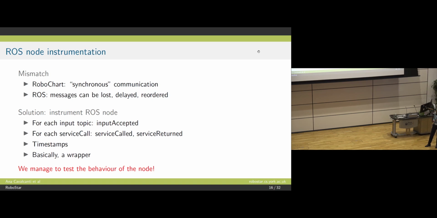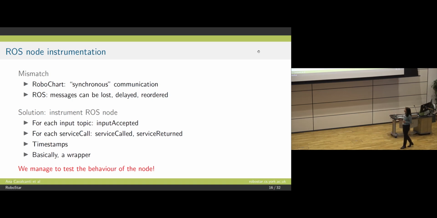So what we do is that for each input topic, we create an extra topic called input accepted, an output topic that communicates the moment where the algorithm actually read the input and is going to use it. And for each service call, we do the same: service called, service returned, we have timestamps, and it's basically what I call a wrapper. We have here's my ROS node. I put a lens over it so that I can see what the algorithm is actually doing. Okay? So that's what happened.